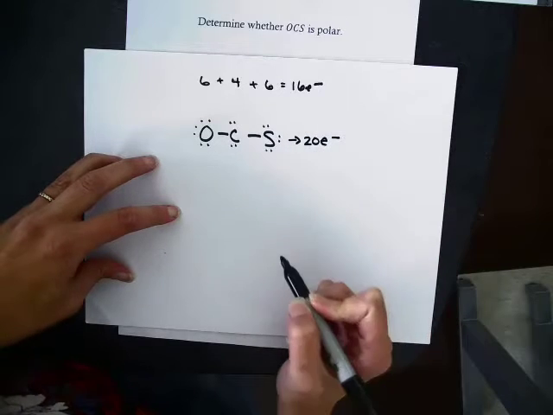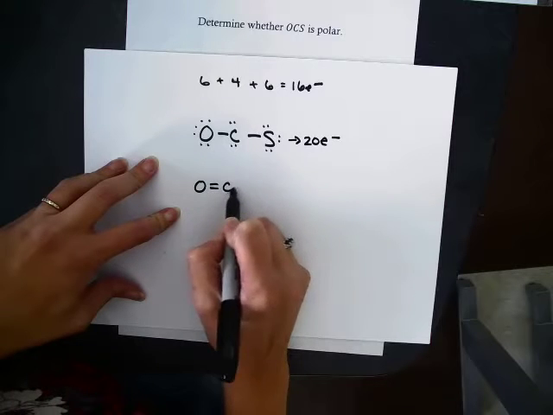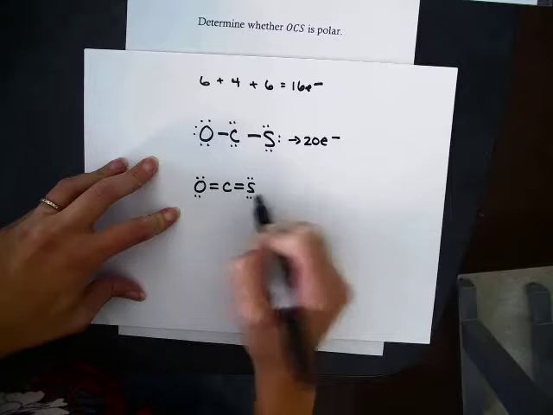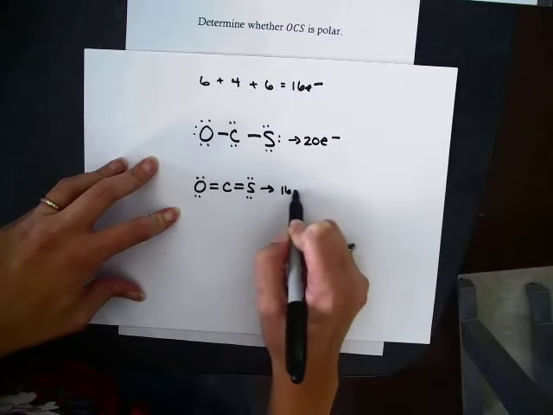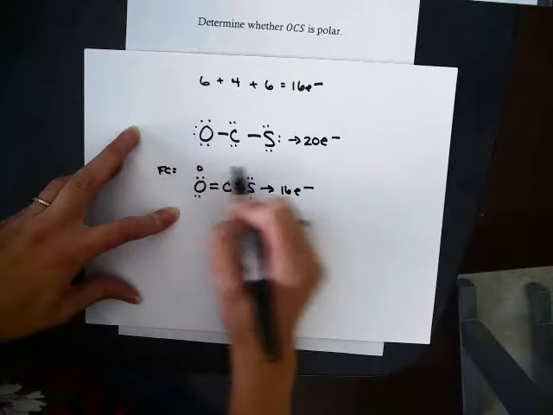So I'm going to need to put some double bonds in or a triple bond, either 2 doubles or 1 triple. I'm going to guess that it should be 2 doubles, and then I'm going to check formal charge to see if that works. So I have 16 electrons now, and all of them are 0.